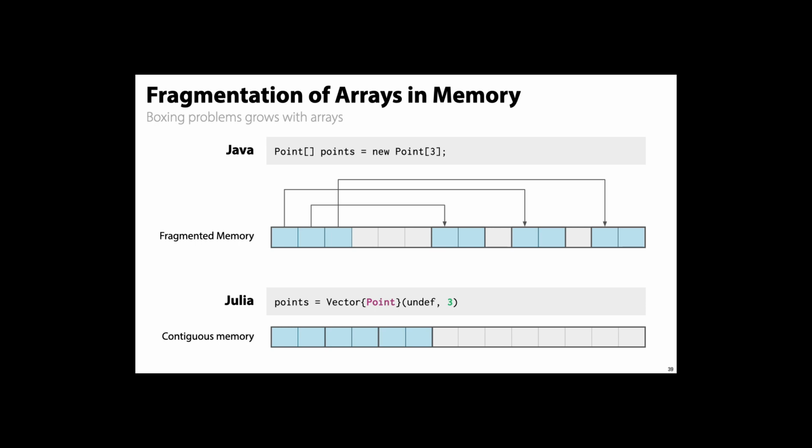And memory fragmentation is not good for cache behavior. It means you get more cache misses, which means lower performance. In Julia, on the other hand, there is no inheritance. So when you specify the vector and you say it's made out of points, Julia knows exactly how much space we need for each point. And it sets aside that amount of space for every point. So this is 3 points, and we set aside memory for that. That means you get everything in contiguous memory, and we don't get the memory fragmentation.